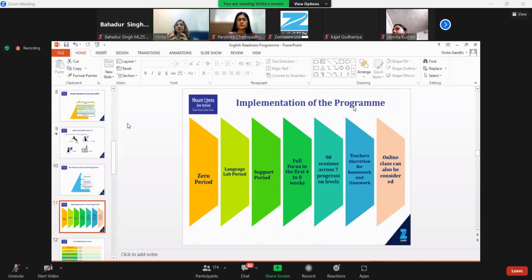Our levels, or the progression, are decided based on vertical progression. It is not grade specific. It is a level specific program. The teacher's discretion is required as far as classwork or homework is given. And if the teacher requires, she can conduct an online session over the weekend, if she's okay with it, if the students are okay, and if the parents are okay with it.